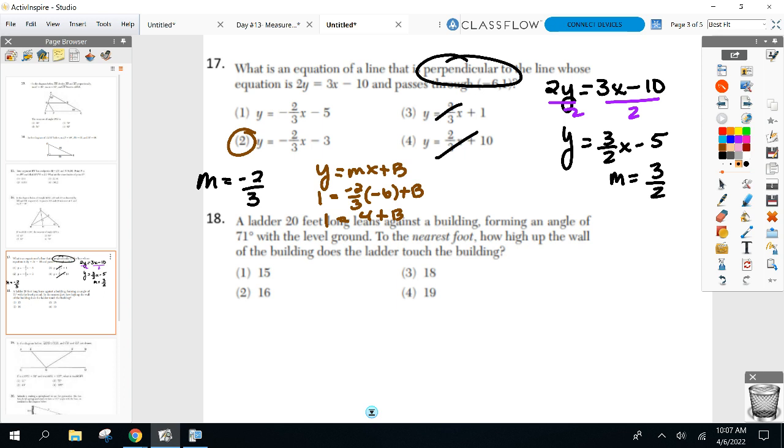Again, the only thing is, if I change that word to parallel, what am I plugging in here instead? Not -2/3, but 3/2 if it says parallel.